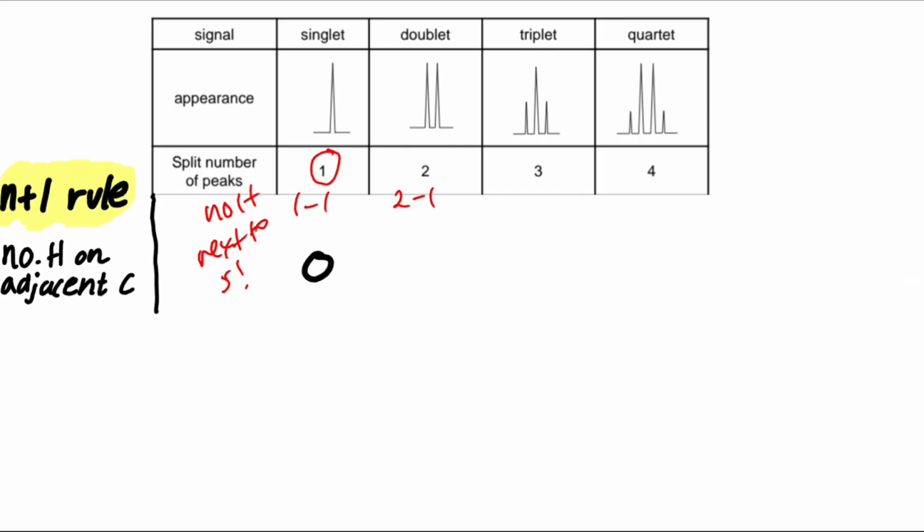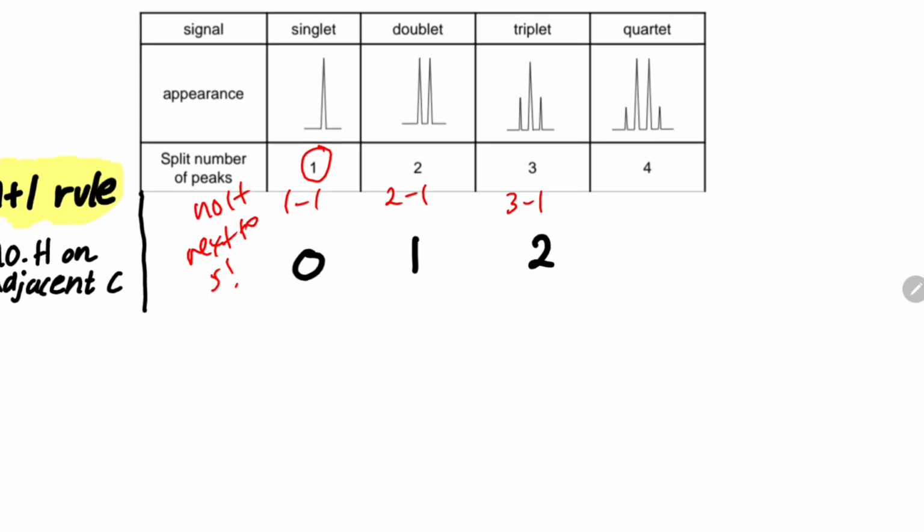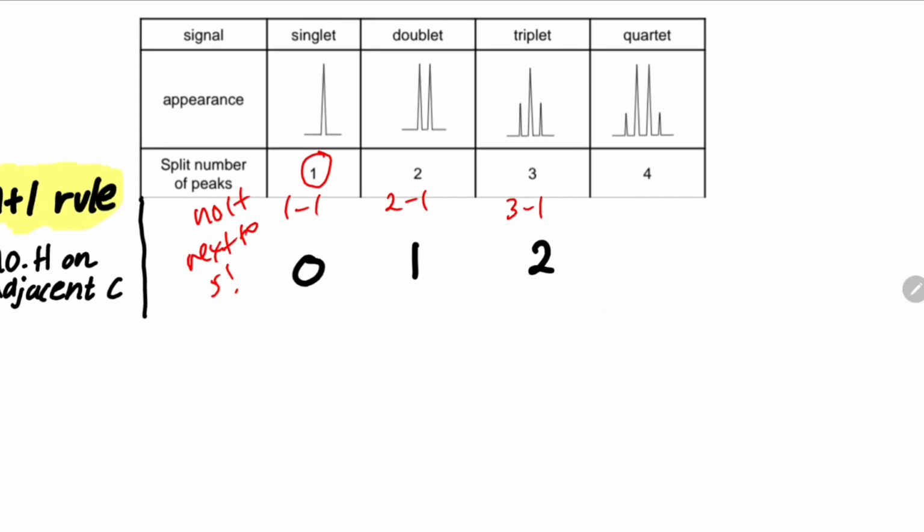Okay, so the doublet has 2 peaks, so 2 minus 1, which means it's going to be 1 hydrogen on the adjacent carbon. When I say adjacent carbon, I mean the carbon next to the carbon. That makes sense. Don't worry, we're going to put this all together in a question and I'll show you guys. If it's a triplet, that means there'll be 2 hydrogens next to it, because 3 minus 1. Sorry, I'm catching my breath. And then if there's 4 peaks, that means there's going to be 3 hydrogens next to it, because 4 minus 1 is 3.